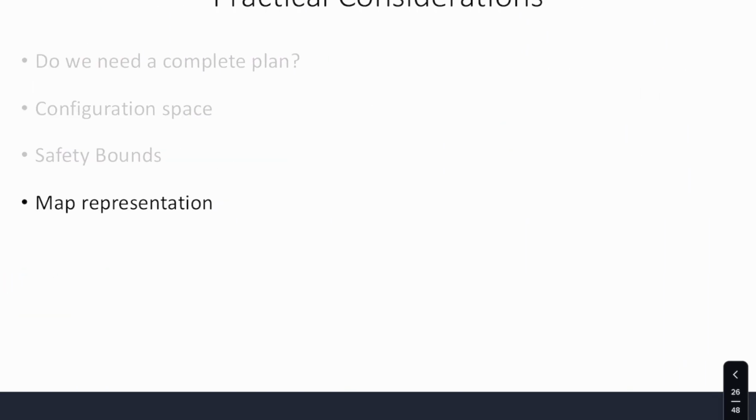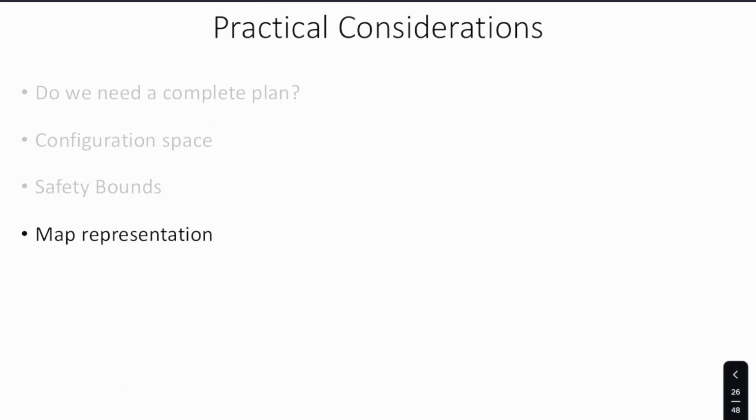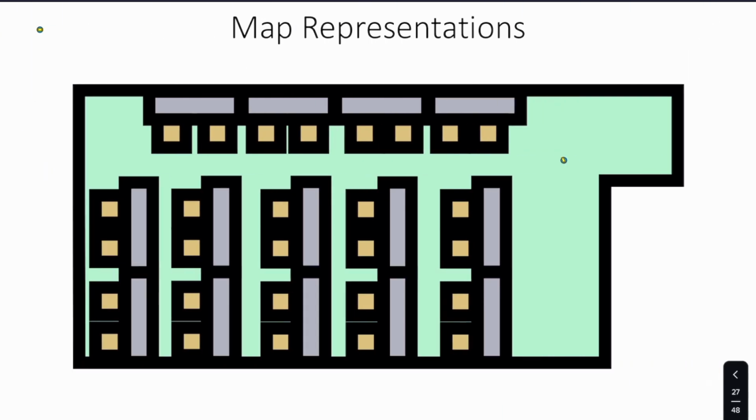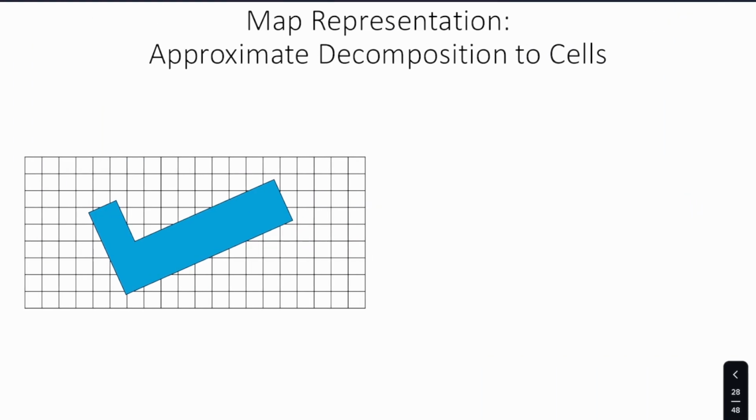All right, our last consideration is the actual representation of the map itself. There are a number of different ways to represent your map, and I'll give a few of them, but we'll start with probably the most intuitive and simple approach, which is called an approximate decomposition to cells.